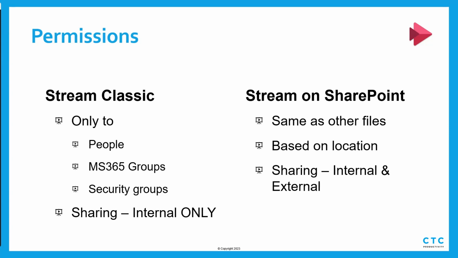The other thing about the permissions is they're the same as all the other files, and they're based on their locations. So if that Stream video is stored in Teams and there's 10 people on the team, all 10 people automatically have access to it. You don't have to worry about changing those permissions. They're automatically in place for you based on where that recording is being stored, which again is just a really nice feature.